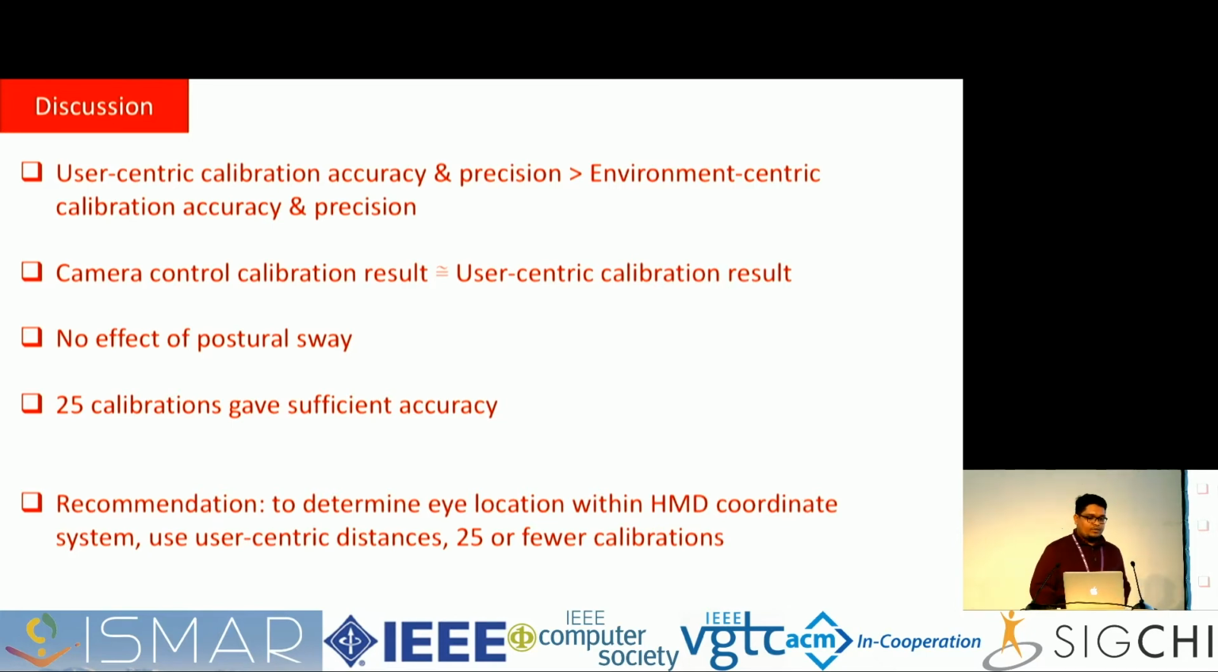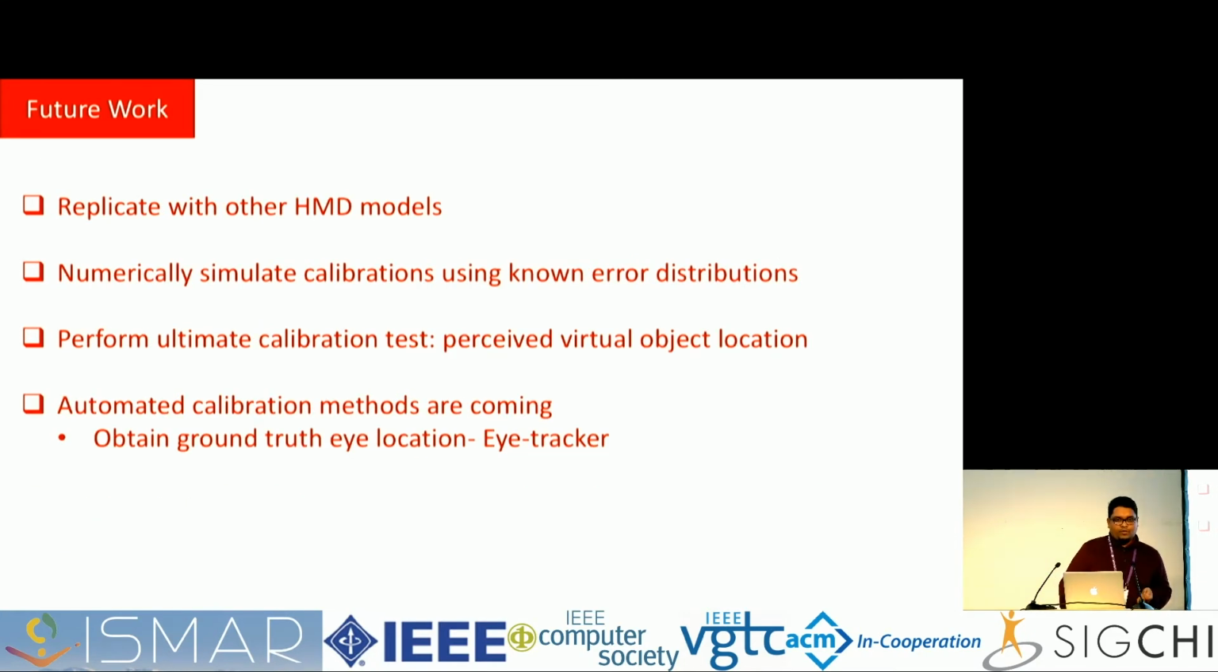So these are the recommendations from our findings. For future work, we'd like to replicate our study with other head-mounted display models. That will be interesting. We are also interested in numerically simulating calibrations using known error distributions, and also performing an ultimate calibration test to perceive the actual virtual object location. And we'll be very interested in obtaining the ground truth eye location using some eye tracking technologies, as automatic calibration methods are coming. We have Magic Leap, which has an integrated eye tracking system.